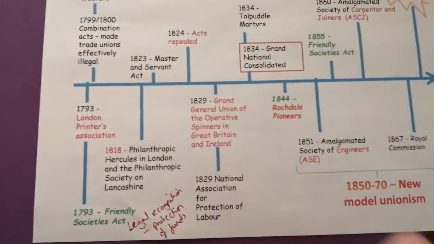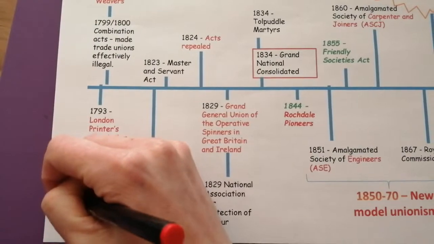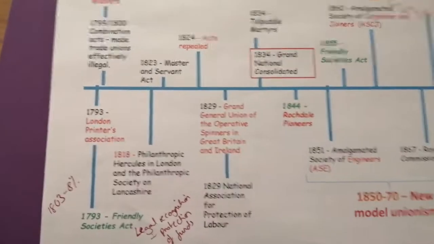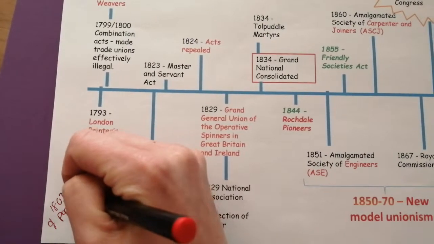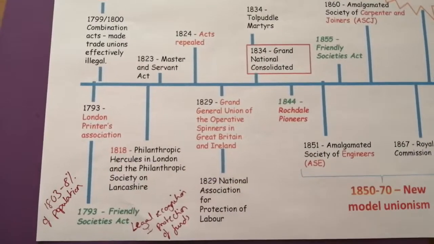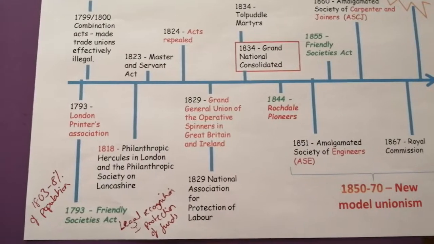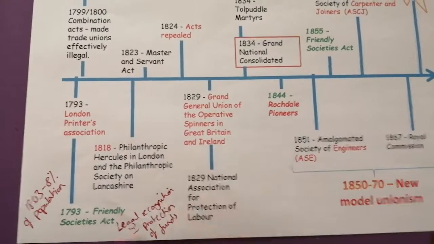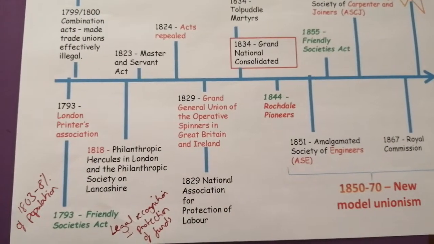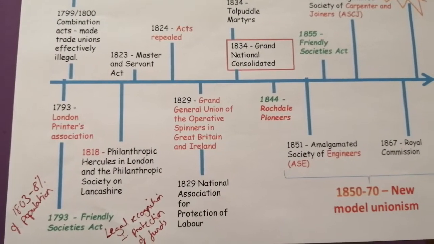They're so popular at this point that by 1803, 8% of the population are in a friendly society. So again, it already shows how popular these are. And if you're looking at an influence question, one of the key things you could argue is that friendly societies from the beginning are not seen as a big threat to them.